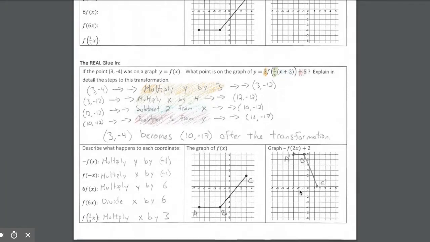Some other little notes. Here's an example problem down here with the graphs. And then just some things that you need to keep in mind to clear up some confusion. Negative f of x and what that means to do with the coordinate. F of -x, what that means to do with the coordinate. 6 times f of x would be multiply y by 6, whereas f of 6x means to divide x by 6. Here's f of 1/3 x. That means take the x coordinate, multiply times 3. So you can see how the operations reverse when we're in parentheses.